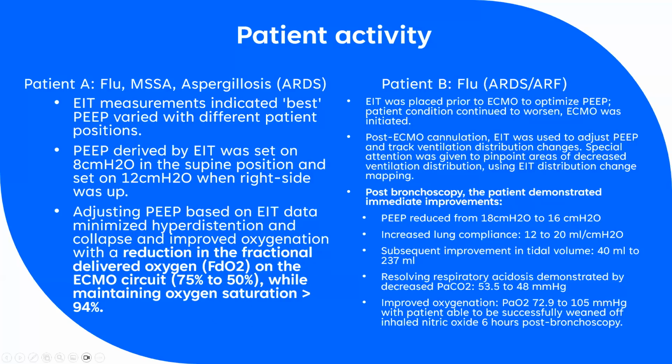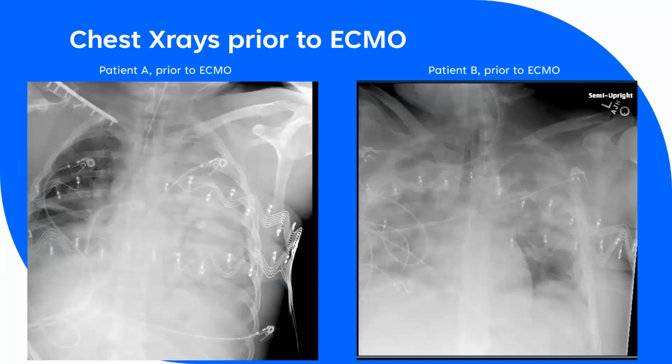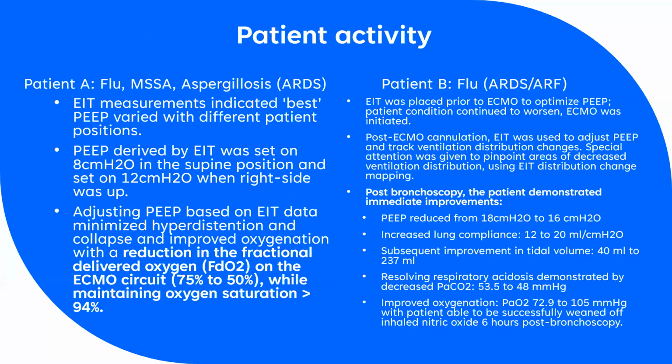We were able to use EIT measurements to indicate our best PEEP in different positions. Again, if we go back to that last slide showing that chest x-ray prior to ECMO, you can see that left side is whited out. So whenever we turn this patient, when we try to go left side up, the patient would just desaturate wildly into the low 80s, upper 70s. So we're like, okay, left side's not an option. So really, we were able to use the EIT to help dial in our PEEP.